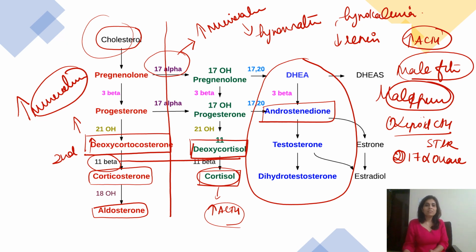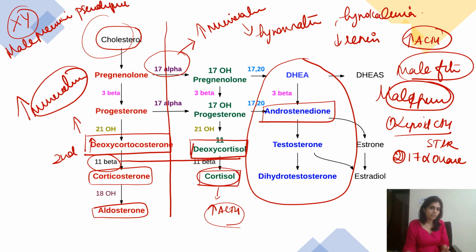Okay, but what is the difference here? In this case, androgens are produced in excess. So what happens in a male fetus? Genetic male will develop as a male, and it will present as male precocious pseudo-puberty. What happens in a female? Virilization in a female. Okay, so this is about hypertensive form of congenital adrenal hyperplasia.